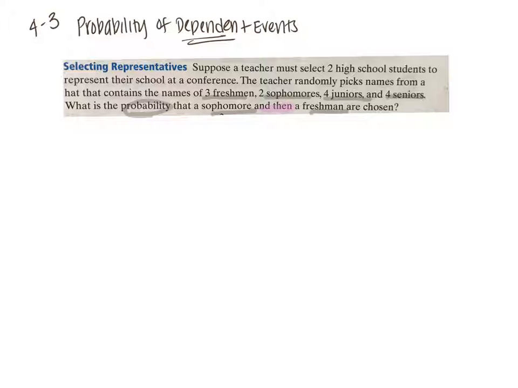So let's look at this again. How many students total do I have? Good. I hope you said 13. And how many sophomores do I have? 2. And how many freshmen?